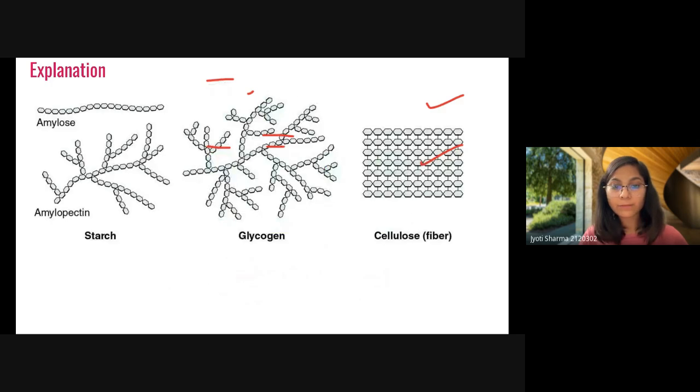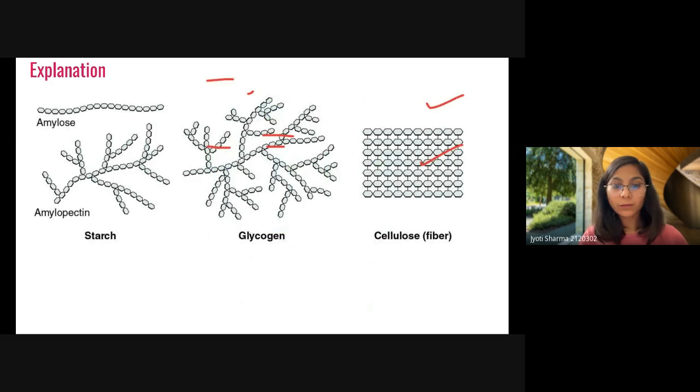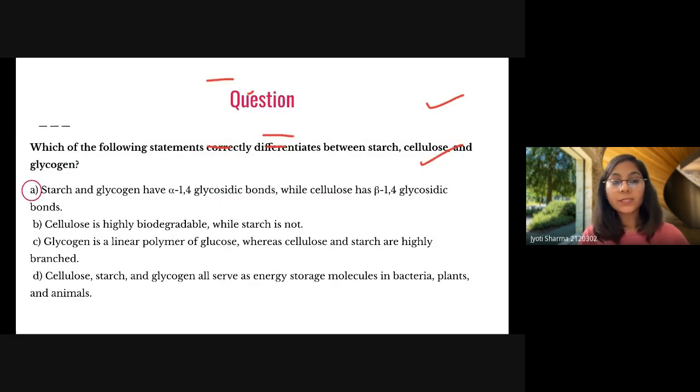So if I'm showing you, starch and glycogen have alpha 1,4 glycosidic bonds, while cellulose has beta 1,4 glycosidic bonds. So this 1 and 4 is the place from where this bond was formed.